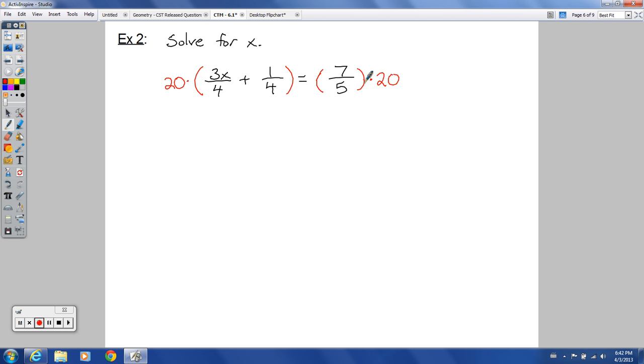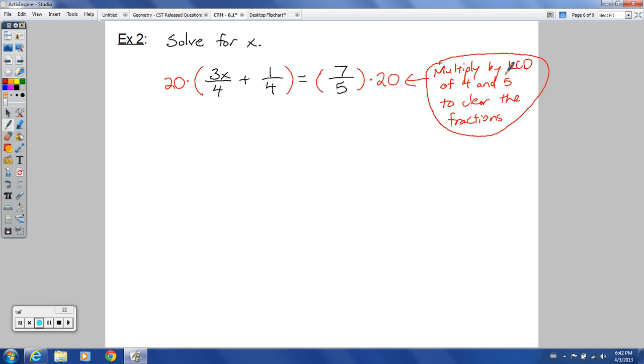So if I multiply the right side by 20, you have to multiply everything on the left side by 20 as well. And so let's make a little note of this right here. This is what we're doing. We're multiplying by the LCD, lowest common denominator, of 4 and 5 in this case, or whatever you have of the fractions, to clear the fractions. We're trying to clear the fractions. And then after that, we're trying to isolate the variable, get the variable by itself, solve for the variable. So multiply by the LCD of 4 and 5, in this case 20, to clear the fractions.